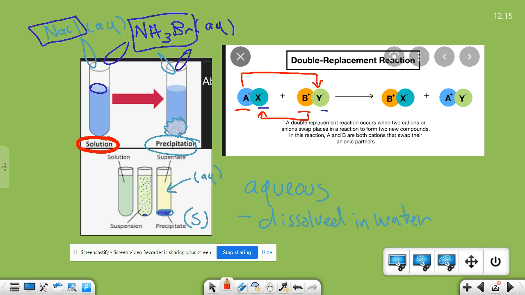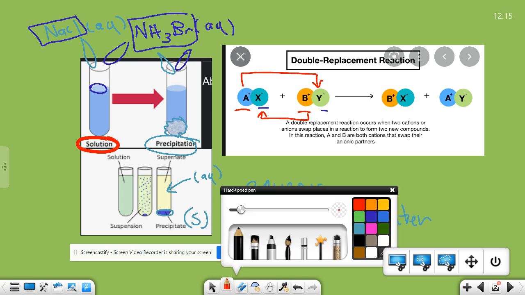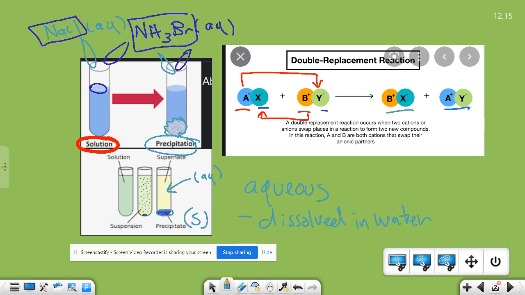A is getting with Y, so we see that over here, and B is getting with X. So we're going to see that over here. When both of them are easily dissolvable, then they're going to come out aqueous. When you see aqueous solution, for example this compound, maybe it's just going to be liquidy. You're not going to see any difference.